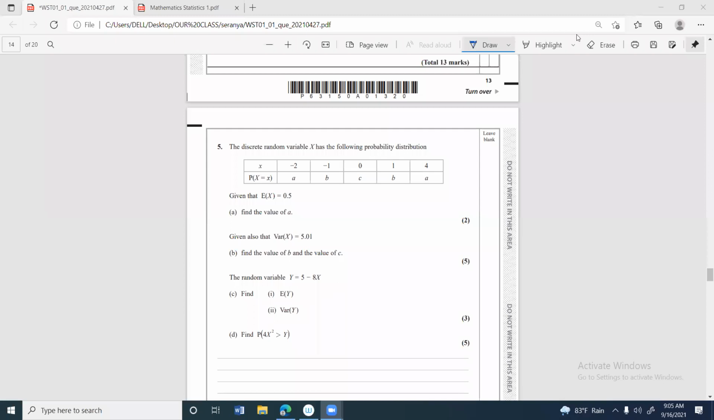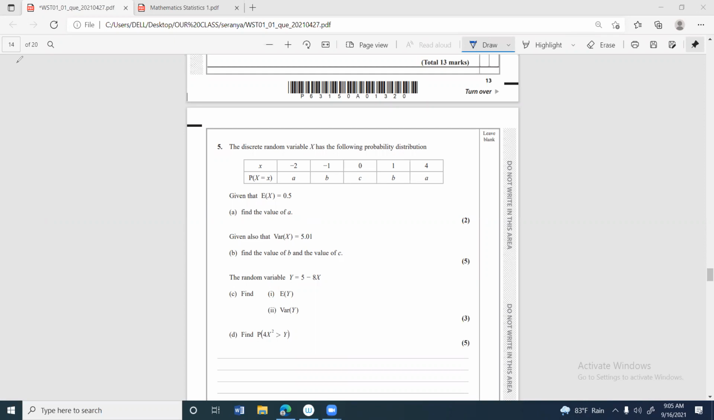The random variable X is shown in the following table. Some of the unknown probabilities are there. Given that E(X) is 0.5, find the value of a. That means, initially, if you add all of these probabilities, it should be 1. And this given information gives some kind of a link with a.